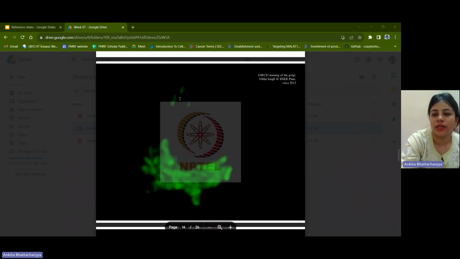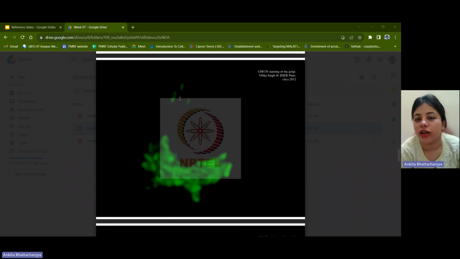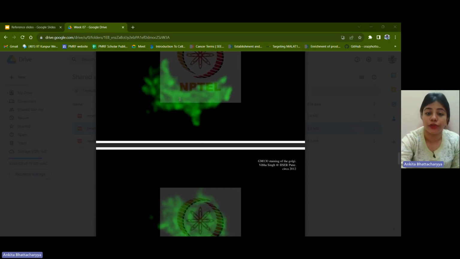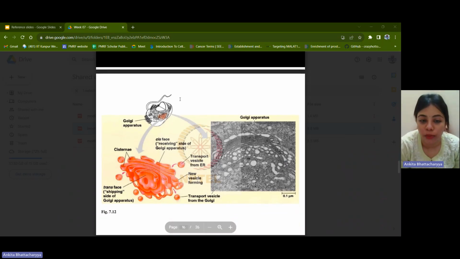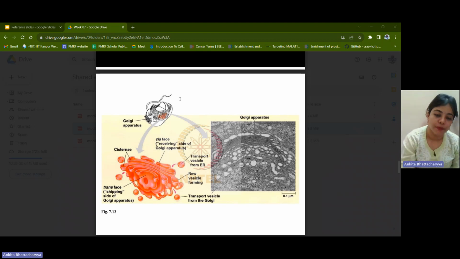Then I think there was a GM130 staining of the Golgi. So this was a staining of the Golgi that was done. A very beautiful video was there to show how it exactly occurs. And here you can see a more 3D arrangement of the same thing. You have the cisternae, from which you have the cis or the receiving side of the Golgi apparatus. You have the medial, and finally the trans side, which is the shipping side of the Golgi apparatus. And you can actually see an electron microscopy image of the same as well.